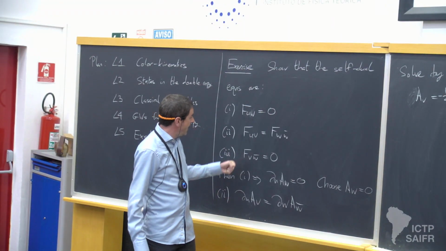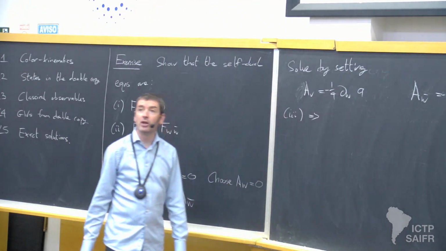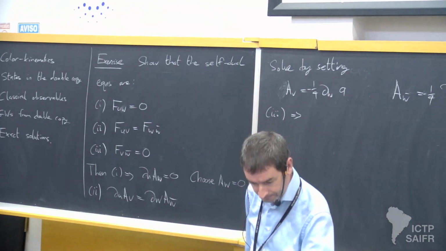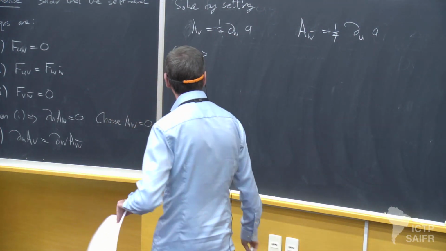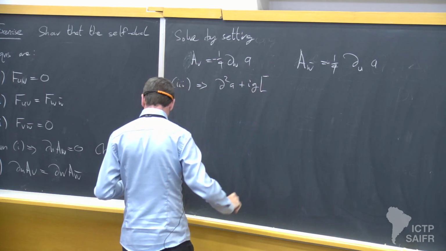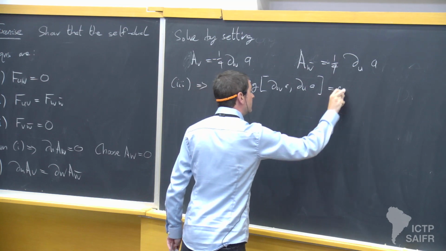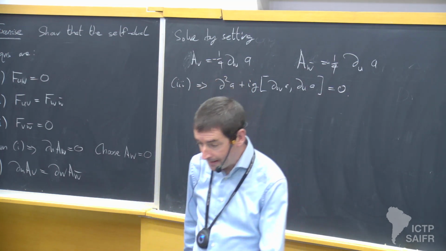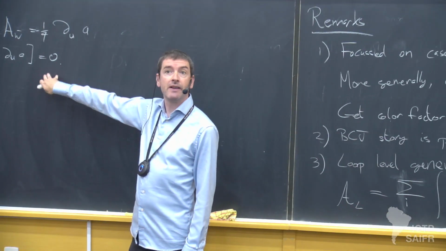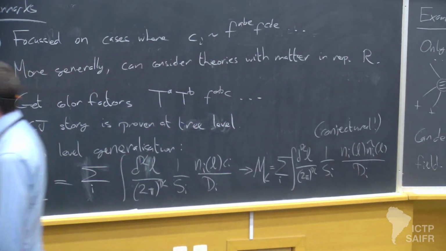Okay. And then finally, equation 3 becomes a proper differential equation for the A. So I'll leave you to work that out. I'll just write down the answer. So this becomes d squared A plus IG and a commutator. Okay, so that's it. That's the dynamical equation satisfied by this A. A is the only degree of freedom left in the theory. There's an action we could write down.